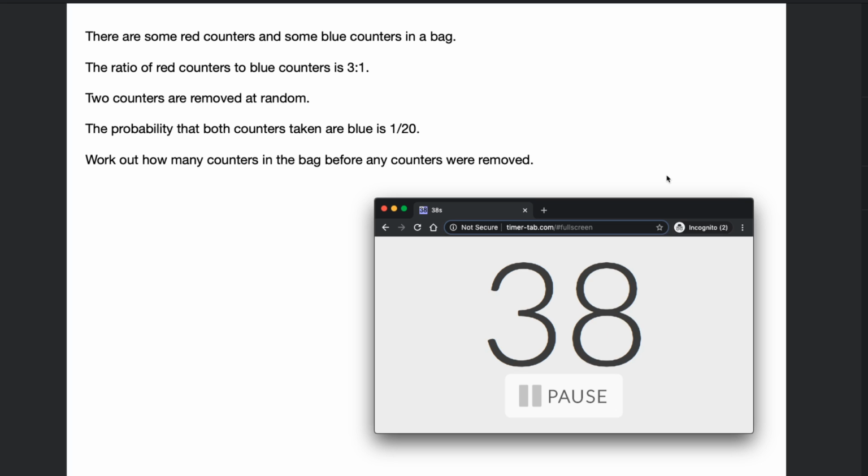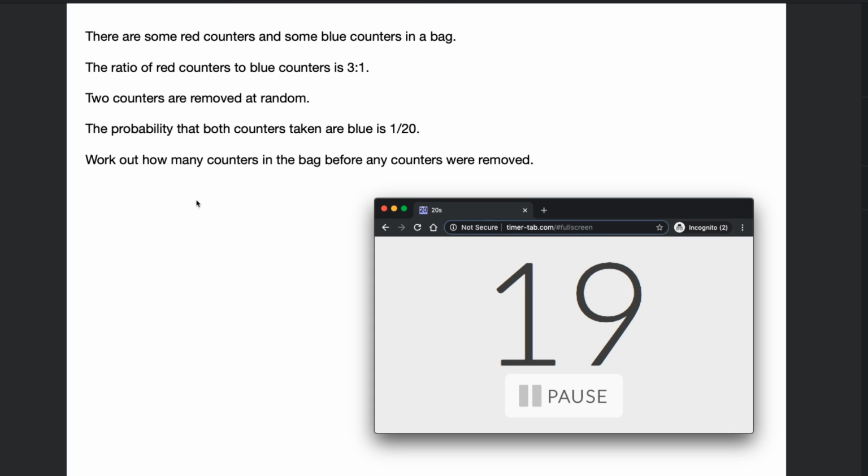I assume, I didn't actually see, because this question was sent to me in an email and they didn't include the marks, but I believe it would be either a 3 or 4 mark question. So I put 4 minutes up for a 4 mark question, but yeah, I'd say probably 4 marks. So you're working out how many counters in the bag there were before any counters were removed.